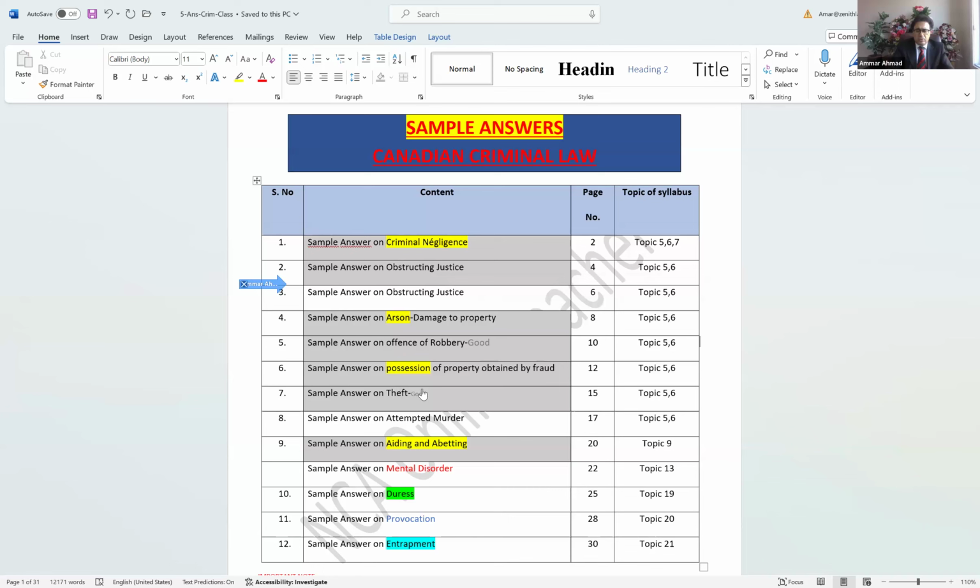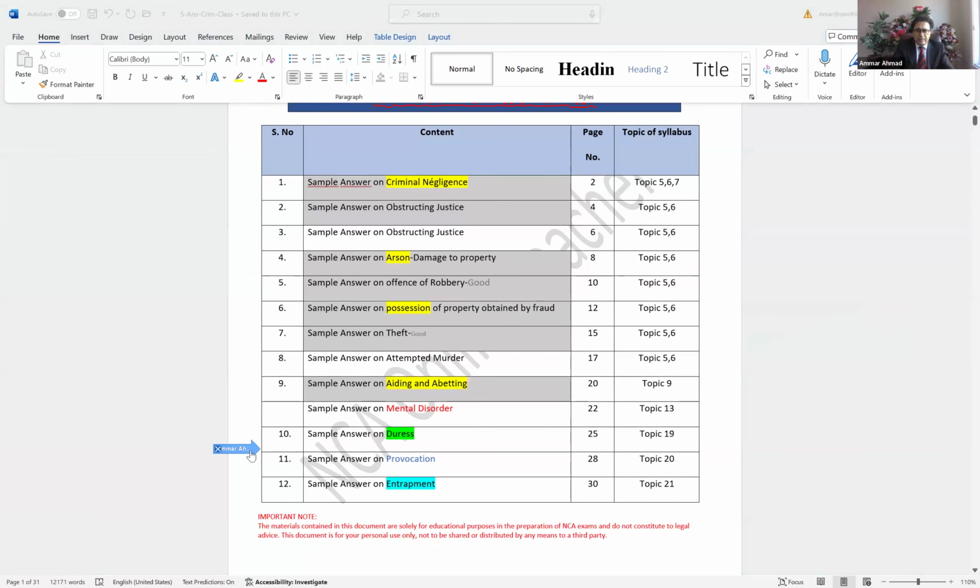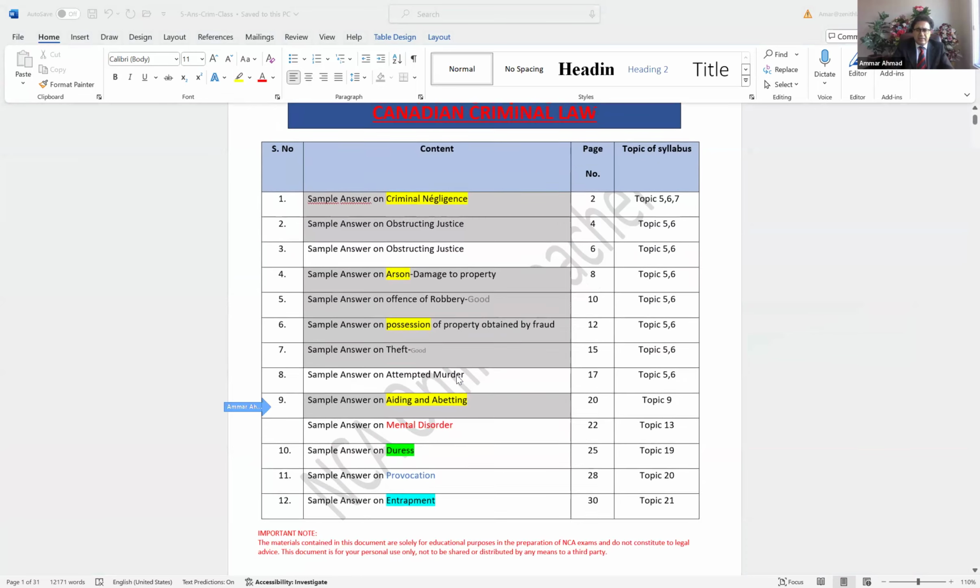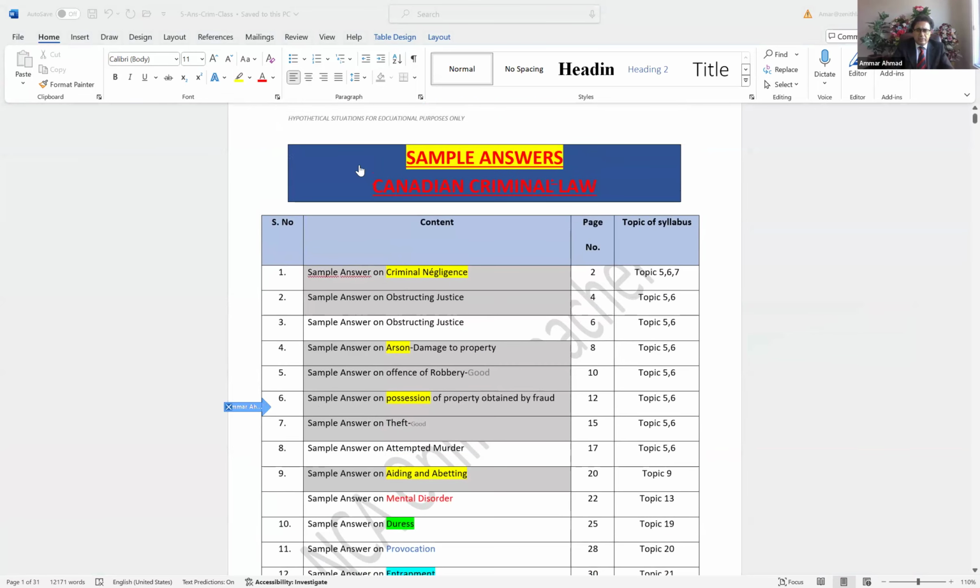Then the sample answer on possession of property obtained by fraud. The sample answer on theft. Then the answer on aiding and abetting. And then mental disorder is a defense mentioned in section 16 of the Criminal Code of Canada. This is a sample answer on that. And then this is the answer on duress, provocation, entrapment. All these are defenses. So these answers are discussed in our regular tutoring sessions.